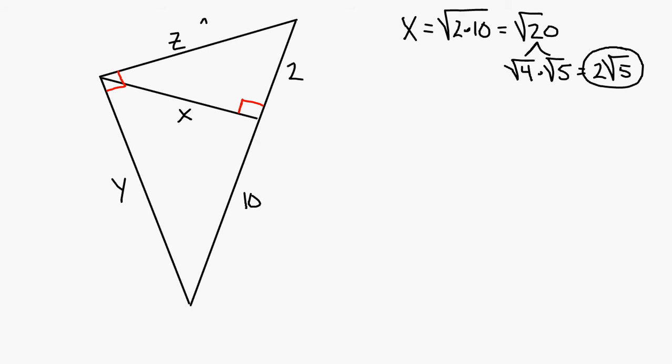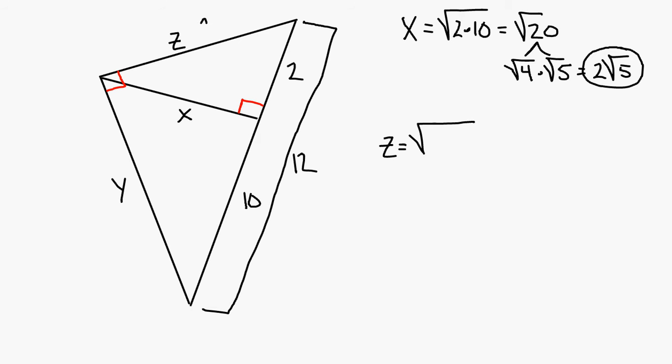Now, to find these legs of the right triangle, you're going to need the length of the hypotenuse. So now you can just combine the two segments, and the hypotenuse of the big triangle is 12. So Z is going to be equal to the geometric mean of its adjacent segment of the hypotenuse and the hypotenuse. So Z is going to be equal to the square root of 24.